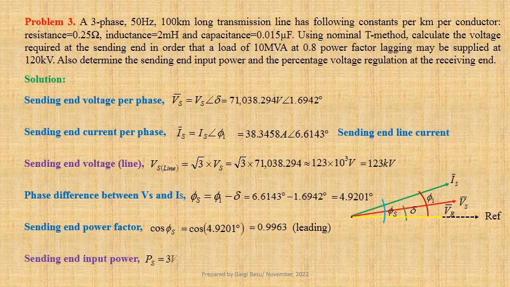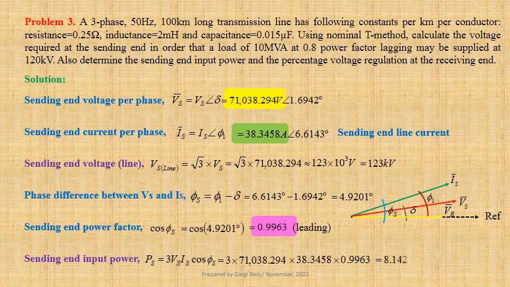Ps equals 3 times Vs into Is cos phi s. Using values we get 3 into 71,038.294 into 38.3458 into 0.9963, that is equal to 8.142 into 10 to the power 6 watts or 8.142 megawatt.